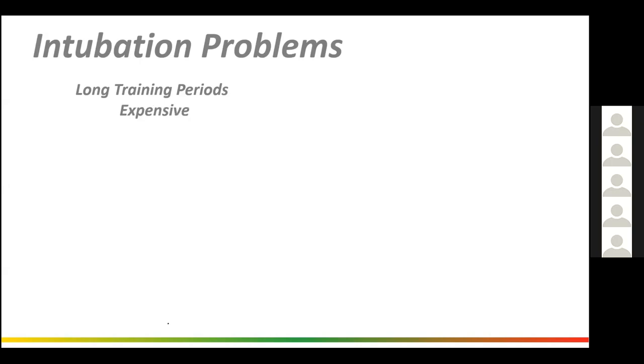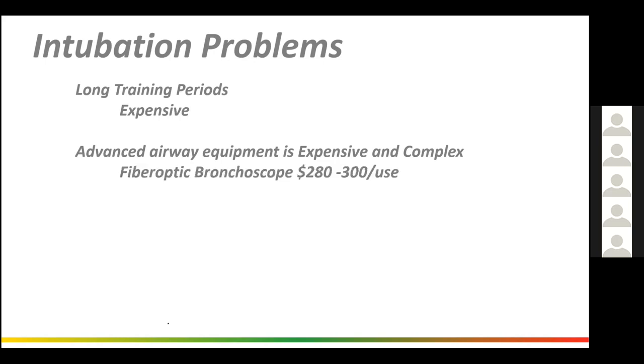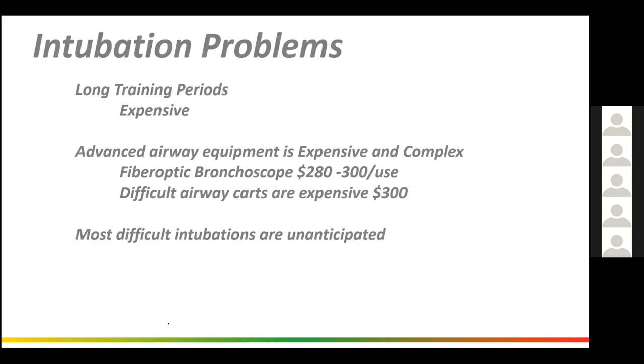Okay, it's expensive because training is the most expensive thing we can do. Advanced airway equipment is expensive and complex. Fiber optic bronchoscope, somewhere between $280 and $300 a use. Difficult airway carts are about $300 every time we push them down the hall and crack them open. Most difficult intubations are not anticipated. And that's a really important point, that we don't know before we intubate the patient if they're going to be difficult or not. Difficult intubations are generally a 2-skilled provider job, and that is very expensive to have 2 people in one room taking care of a patient.